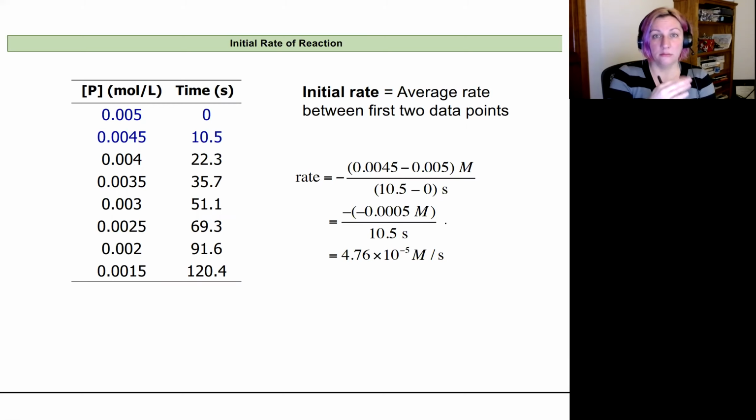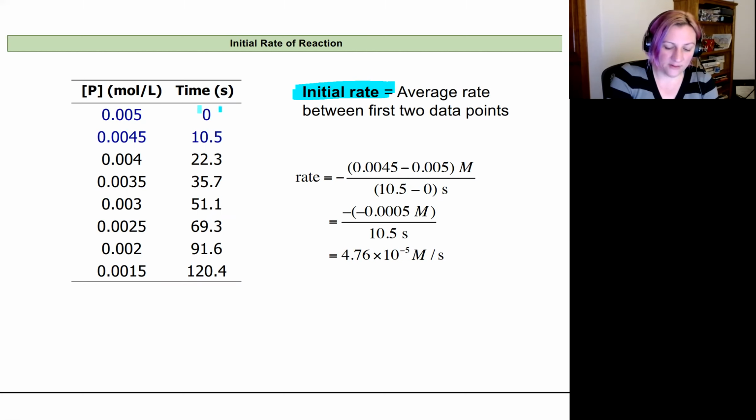to other reactants or products in the reaction, and to compare between whatever reaction I'm studying and another one, or the same reaction under different conditions, I need to have a consistent way of measuring rate and comparing them across different trials. And so for this, we use initial rates. Initial rates are the average rate between the first two data points, as I said.